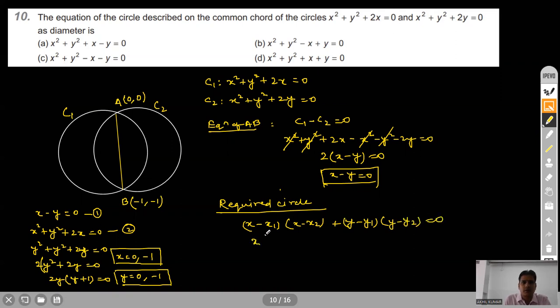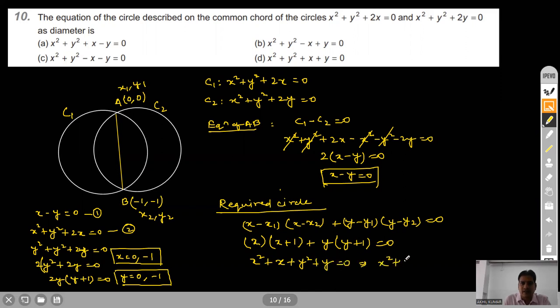So suppose this one is your x1, y1, right? And this one is your x2, y2. So it will become x into x plus 1 plus y into y plus 1 equal to 0. So it will become x square plus y square plus x plus y equal to 0. This is our required circle which is having AB as its diameter, right? x square plus y square plus x plus y equal to 0. So this option D is correct.